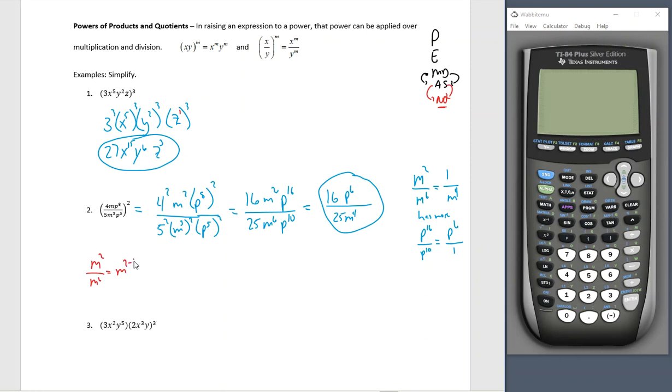The quotient rule says that if I'm dividing two things with the same base, I subtract the exponents, numerator minus denominator, so 2 minus 6, negative 4. This negative is a direction sign. If it's positive, it stays where it is. If it's negative, it goes the opposite place in the fraction. So you take it across the fraction bar. So that's how we get m to the fourth in the denominator as well.